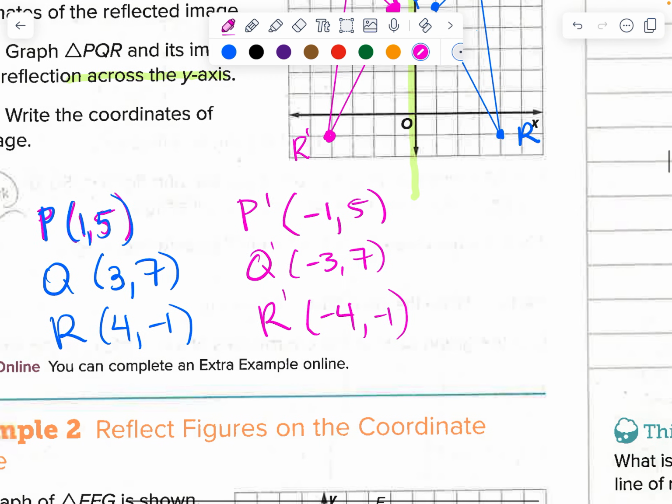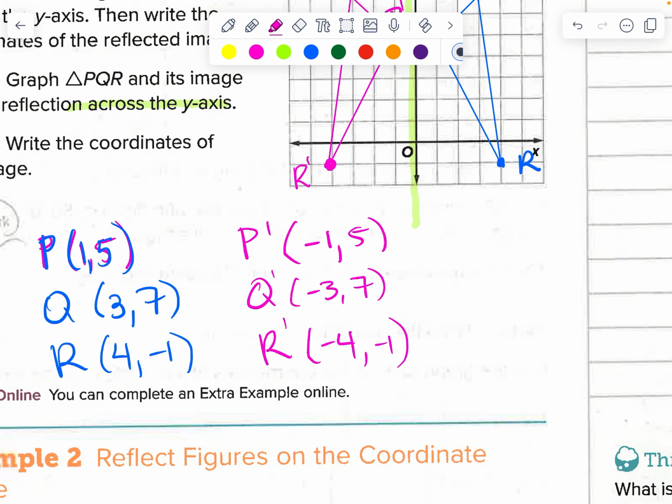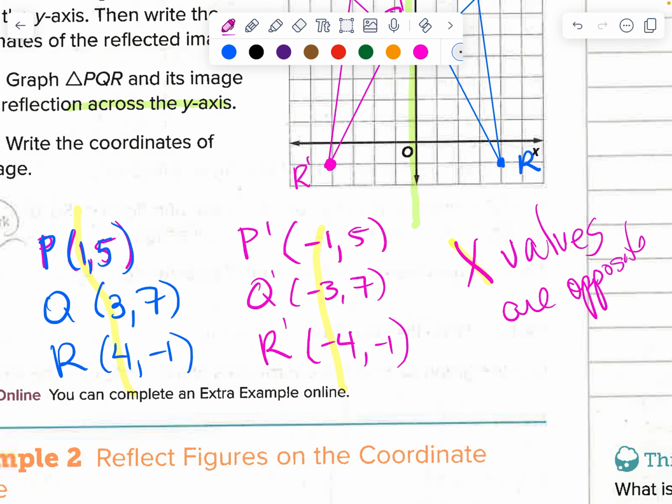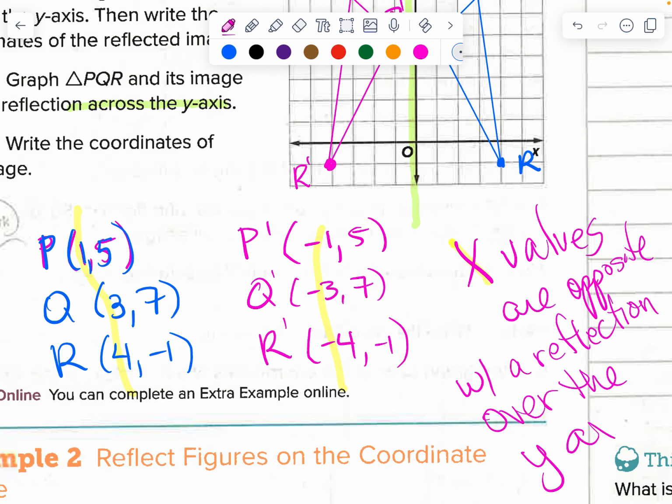Now if I look at these and I compare them, if I compare the x values, notice the x values are opposite with a reflection over the y-axis.